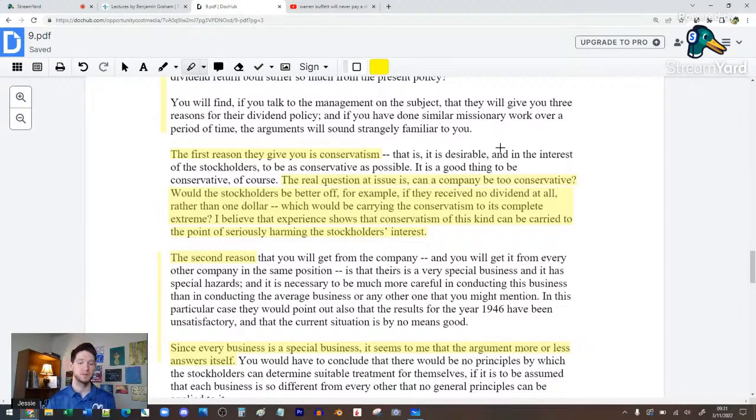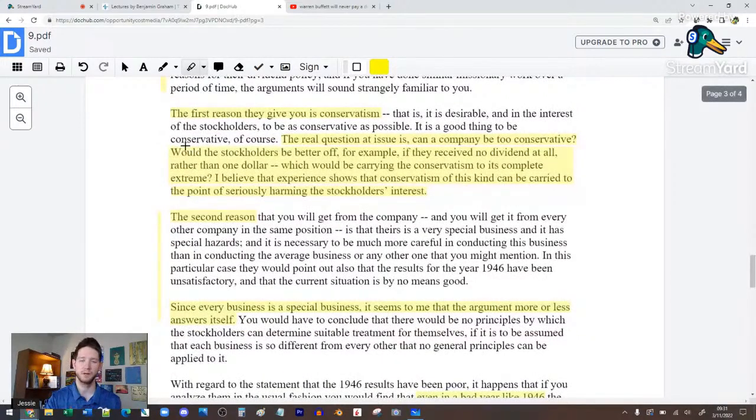I believe that experience shows that conservatism of this kind can be carried to a point of seriously harming the stockholders' interest. So Ben Graham says, why $1? Why not 99 cents? Why not $1.01? Like, have you experimented or have you just stuck at $1 because this is a nice round number? He believes that you can be too extremely conservative, and that's what he believes. He's not saying they're extremely conservative, this New Amsterdam company, but he's saying they might be too conservative, and he's going to give you more reasons as to why he thinks that is in a second.